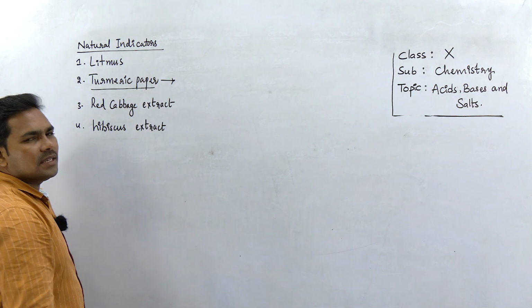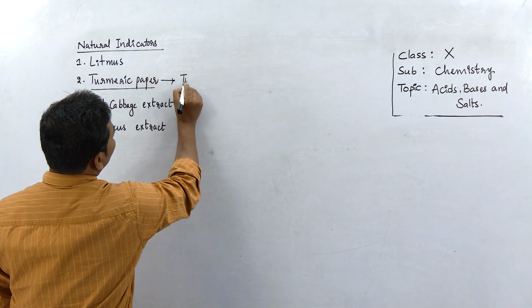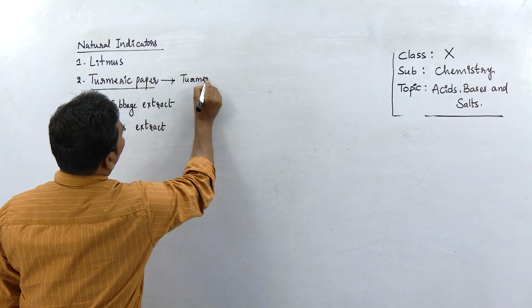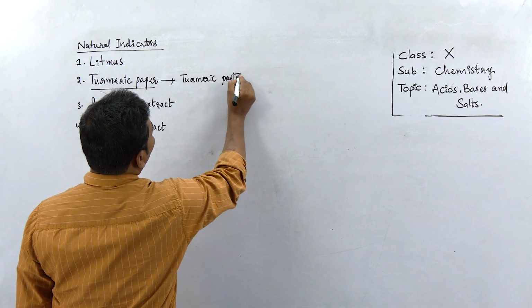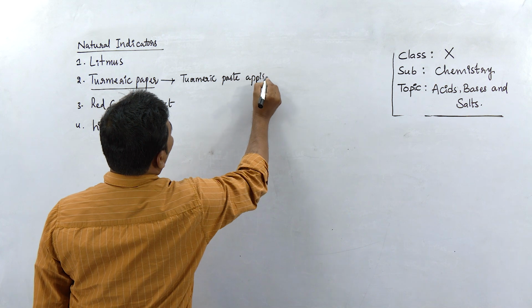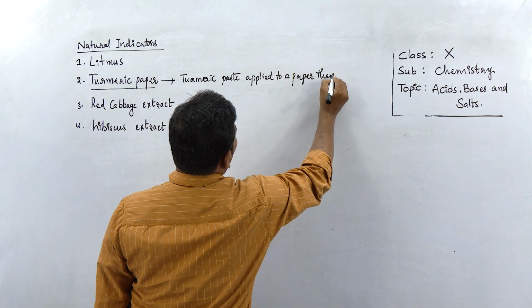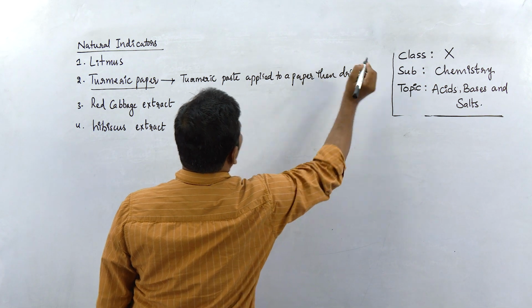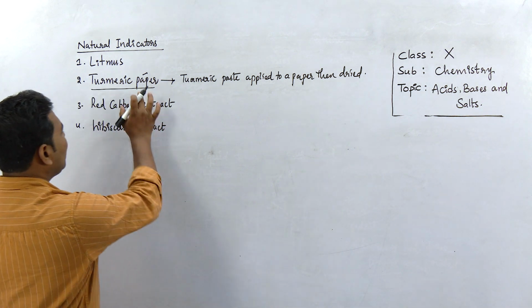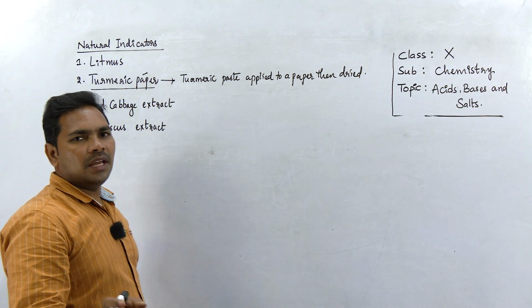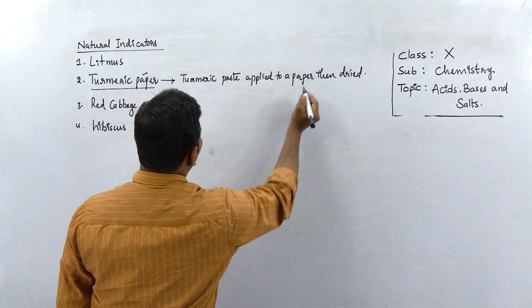How to make this indicator, turmeric paper? For that, we take some turmeric powder. That turmeric powder is added to water, and then that turmeric paste is applied to a paper, then dried. This paper is our turmeric indicator paper, and this turmeric paper is now used to identify the nature of the solution given.